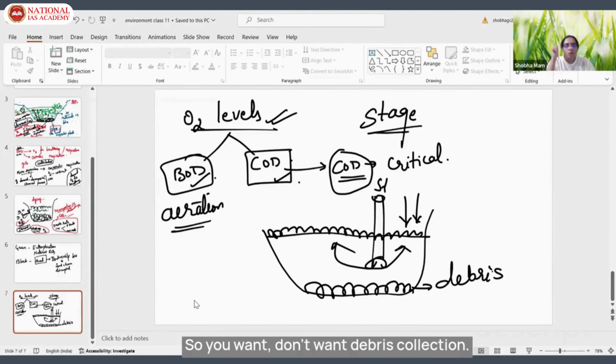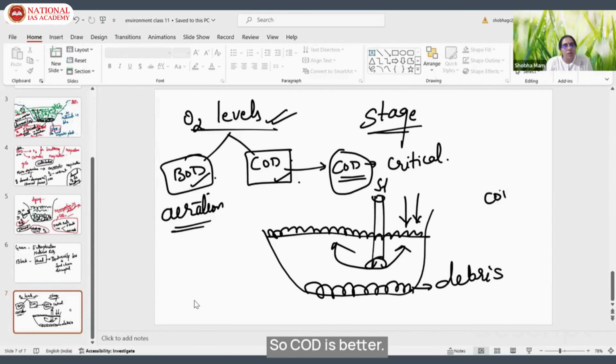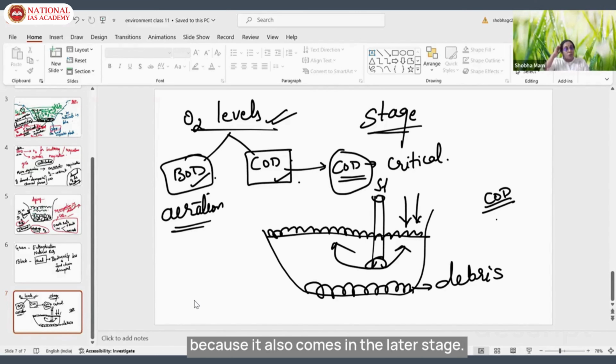So you don't want debris collection. If debris collection is present, it means you have COD. So COD is a better level of measurement, because when you measure COD, it automatically gives BOD also. It includes your BOD as well, because BOD also comes in the later stage. If you identify whether it is at the COD level or not, and if it is still in BOD, then it is convenient. That is why they always try to take the COD levels.